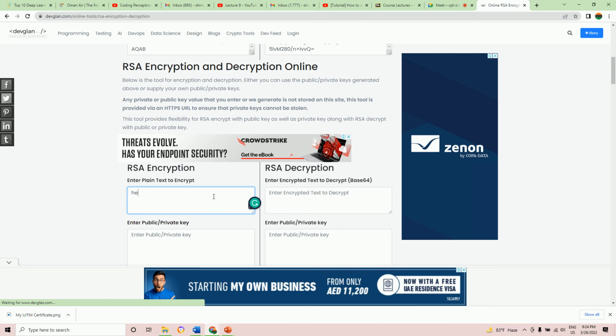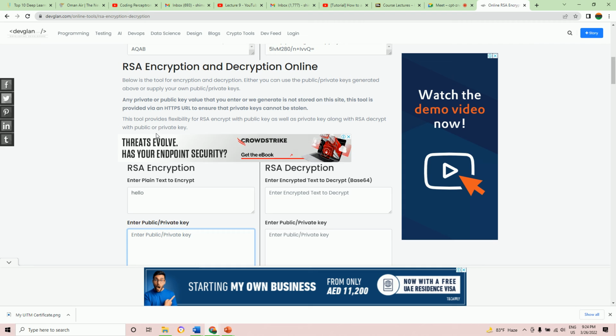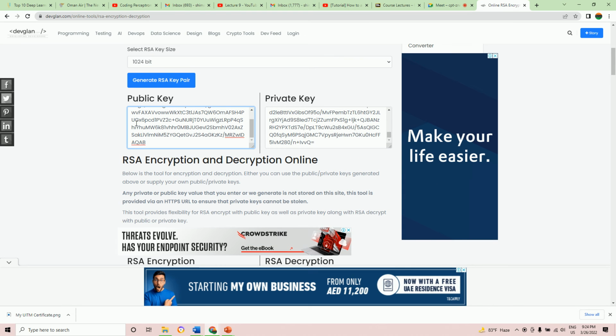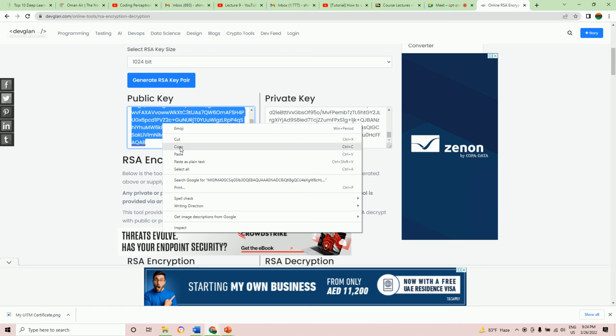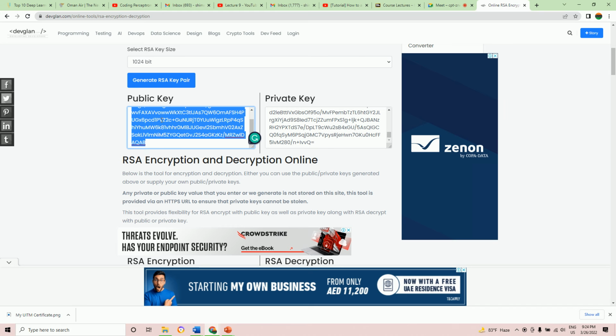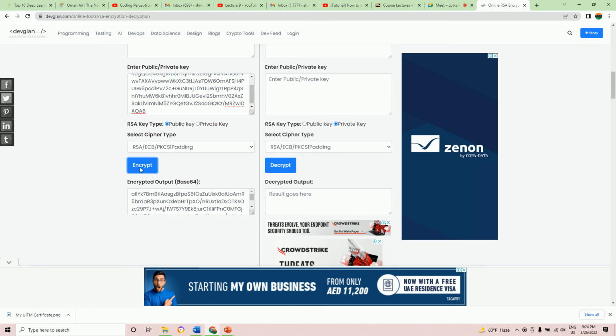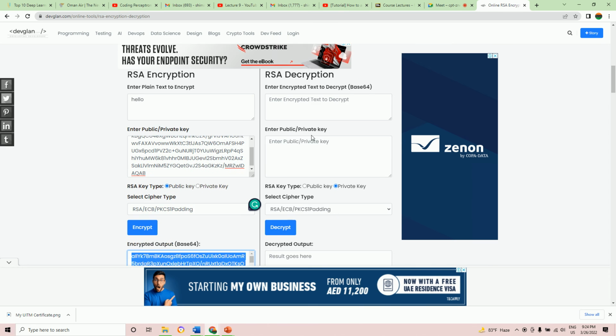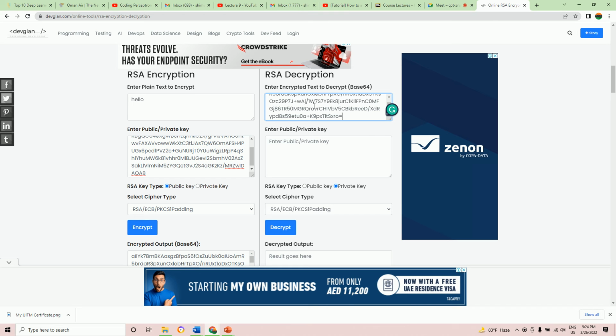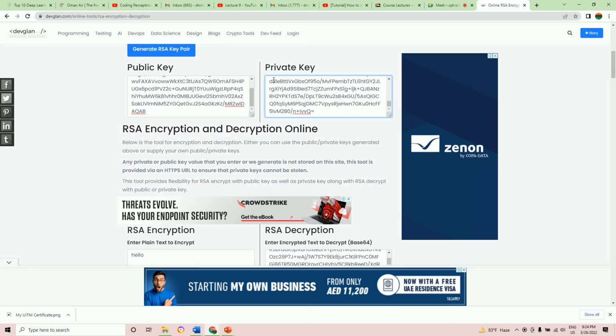Okay, now "hello", I am going to encrypt. So you need a public key. Any key you can use, public or private, but if you are using public, then you should use the private key for the decryption. So I am using the public key for the encryption. Okay, then encrypt. This is the encrypted data. Now I copy this and put it here to do the decryption. Since I used the public key for encryption, I should be using the private key. So we have the private key.